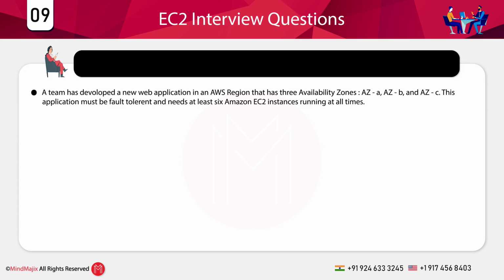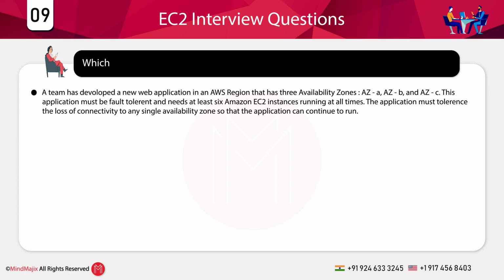So don't worry about the cost here. EC2 instances should be running at all time. That is the primary requirement. Forget about the cost now. The application must tolerate the loss of connectivity to any single availability zone so that the application can continue to run. So even though the application loses the connectivity to one availability zone, there should be 6 instances running.